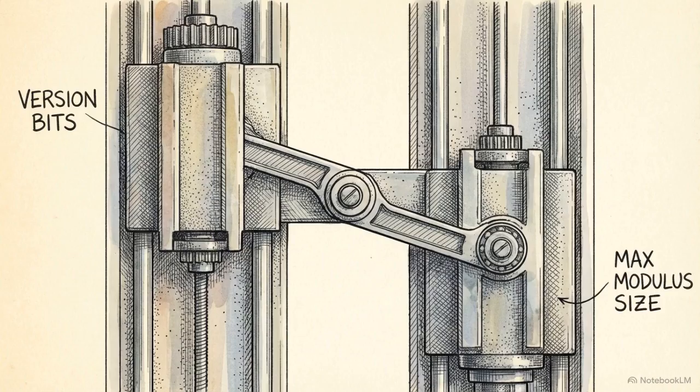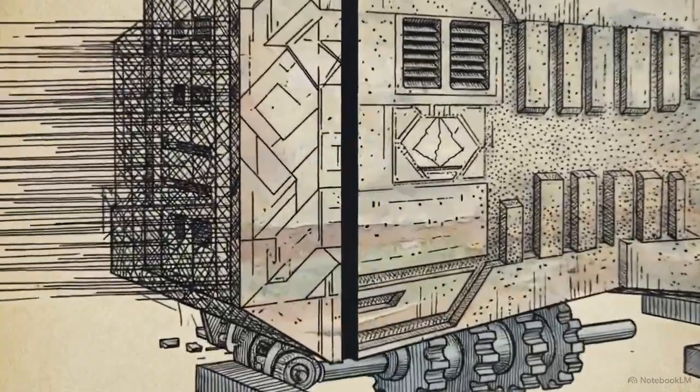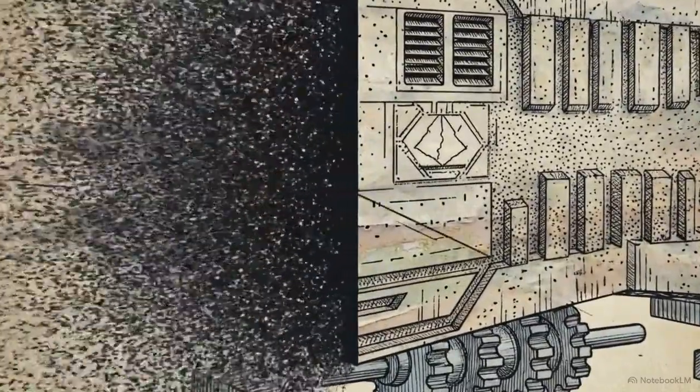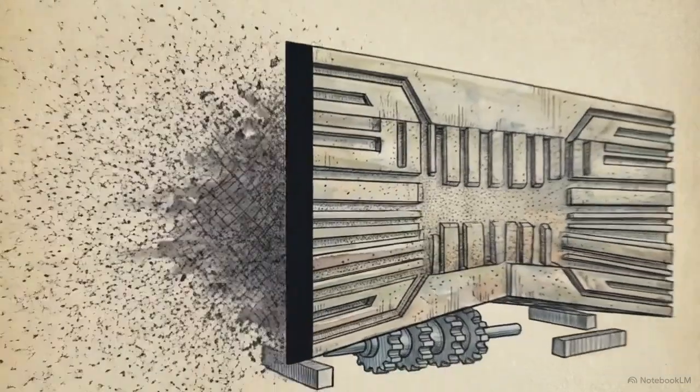True system-level engineering is a zero-sum environment. Operational features like versioning are never free. They are strictly paid for by sacrificing the size of the mathematical domain.